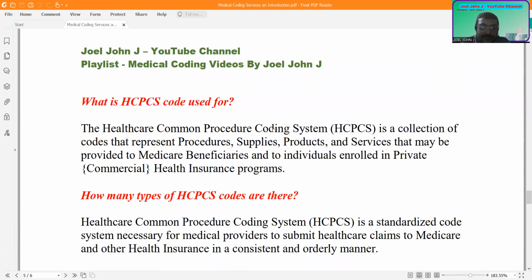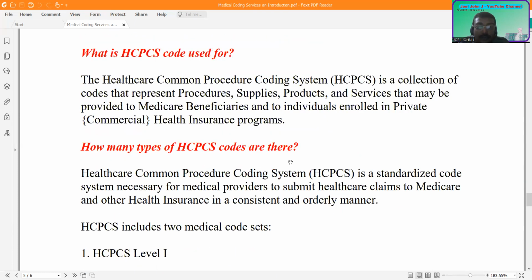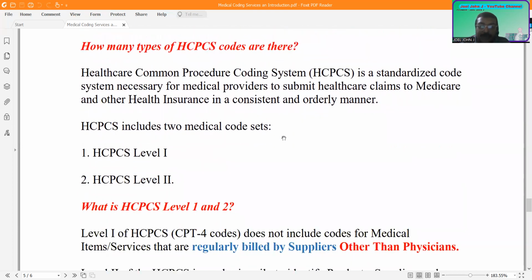Okay. Now, what are HCPCS codes used for? The Healthcare Common Procedure Coding System, HCPCS, is a collection of codes that represent procedures, supplies, products, and services that may be provided to Medicare beneficiaries and to individuals enrolled in private insurance. Private insurance is called commercial health insurance in the US. So be aware of this term, as well as the term payer, because they are going to pay for the patient's medical procedures done.